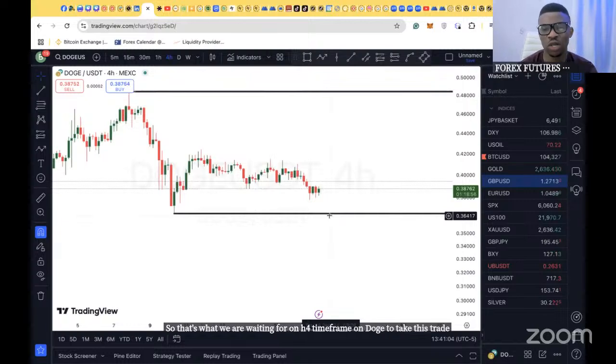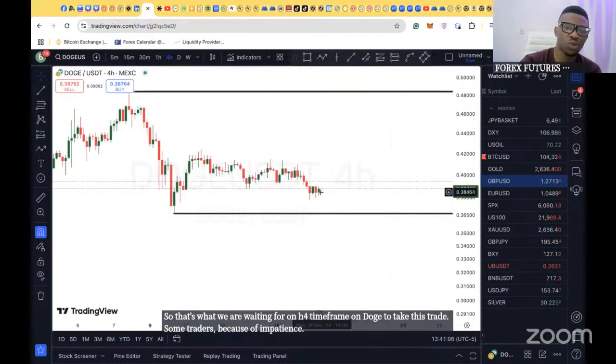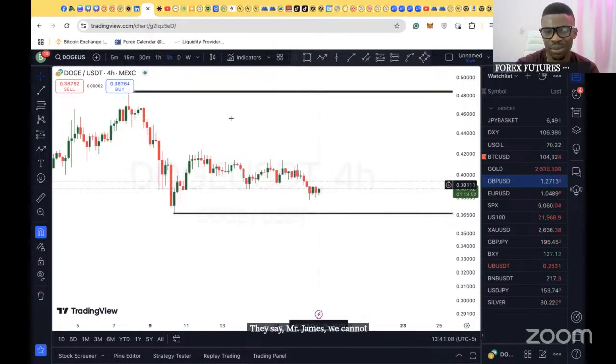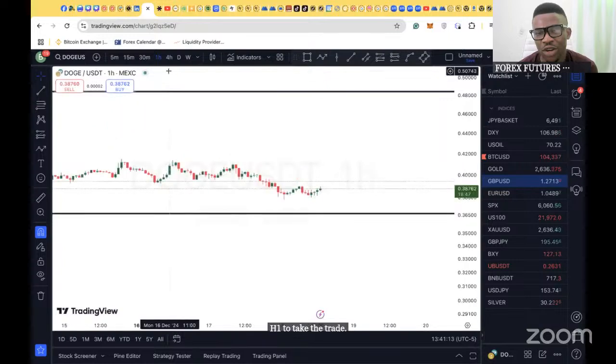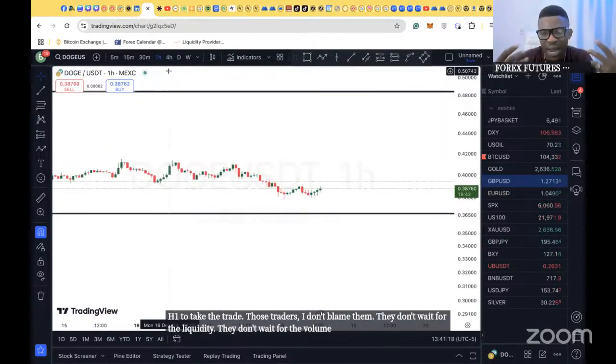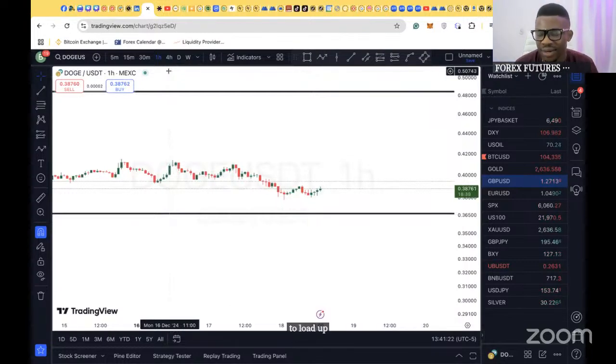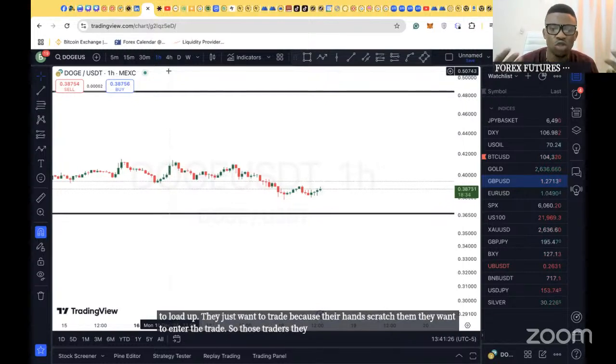Some traders, because of impatience, say, Mr. James, we cannot wait and be allowing this market going up and down. We can go down to the lower time frame H1 to take the trade. Those traders, I don't blame them. They don't wait for the liquidity. They don't wait for the volume to come in. They don't wait for the market money to load up. They just want to trade because their hands scratch them. They want to enter the trade. So those traders are called day traders. They want to always pick the position and enter. They don't want to wait.